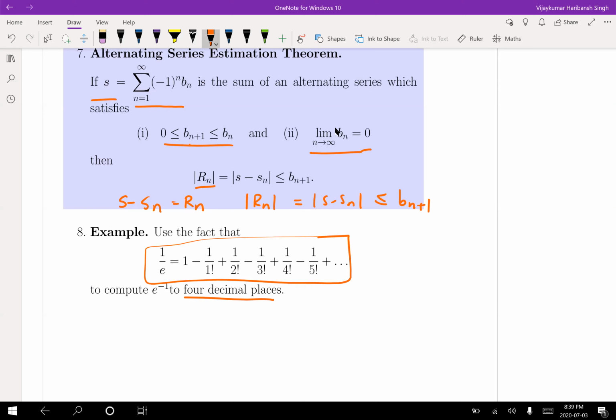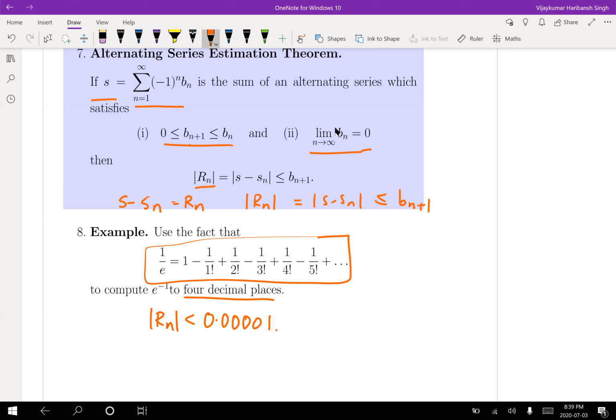So how do we go about it? First of all, we need to see how many n's we need to compute. We have R_n. In our case, we want it accurate up to 4 decimal places, right? Accurate up to 4 decimal places means the first 4 decimal places must be 0, right? So we want R_n, the error, to be less than 0.0001. Then we'll get accurate up to 4 decimal places.